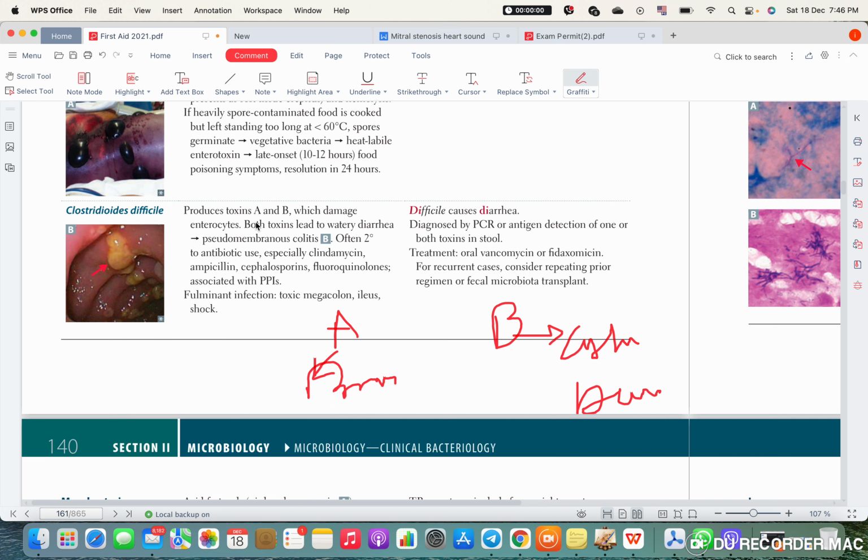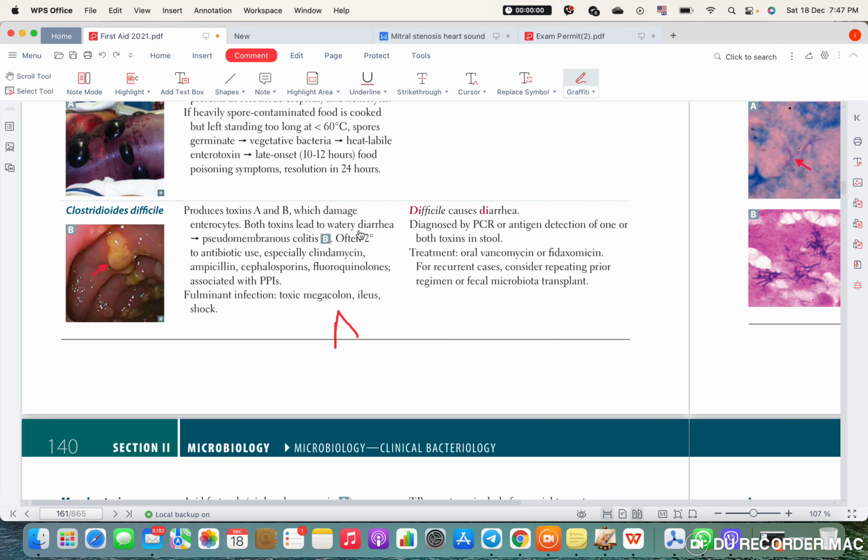Well, now comes a logical question. Are we destroying epithelial cells? Yes or no? Initially, we do not destroy them. If we are initially not destroying them, will the diarrhea initially be watery or bloody? Watery. Good. So it produces toxin A and B, which damage the enterocyte.